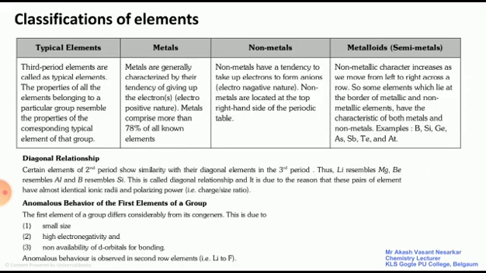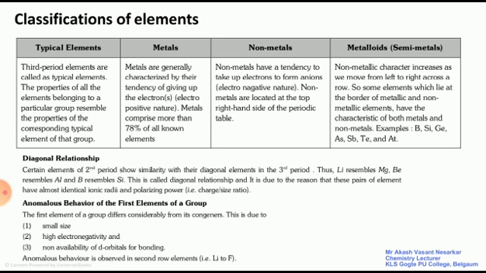Now this is called diagonal relationship, and it is due to the reason that these pairs of elements have almost identical ionic radii. So lithium and magnesium have almost identical ionic radii, and also similar polarizing power, that is, the charge to mass ratio. Due to this they resemble: lithium and magnesium, beryllium and aluminum, and boron and silicon.